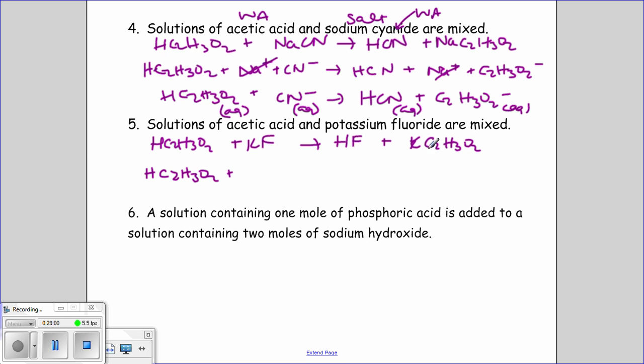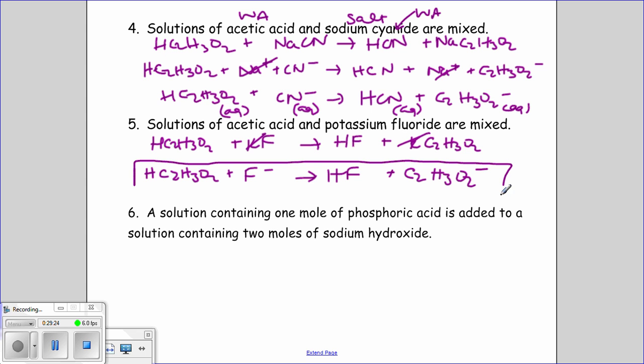HC2H3O2 plus, and I'm going to go ahead and look at this now. I know that this K is going to be a spectator because it is ionizing, and this K is going to be a spectator because it ionizes. So I'm jumping to the chase. The fluoride ion remains behind because it's not a spectator ion, because it's stuck in the hydrofluoric acid form, and acetate is able to be freed from potassium. So here's our final answer here. Okay, and this is our final answer here.